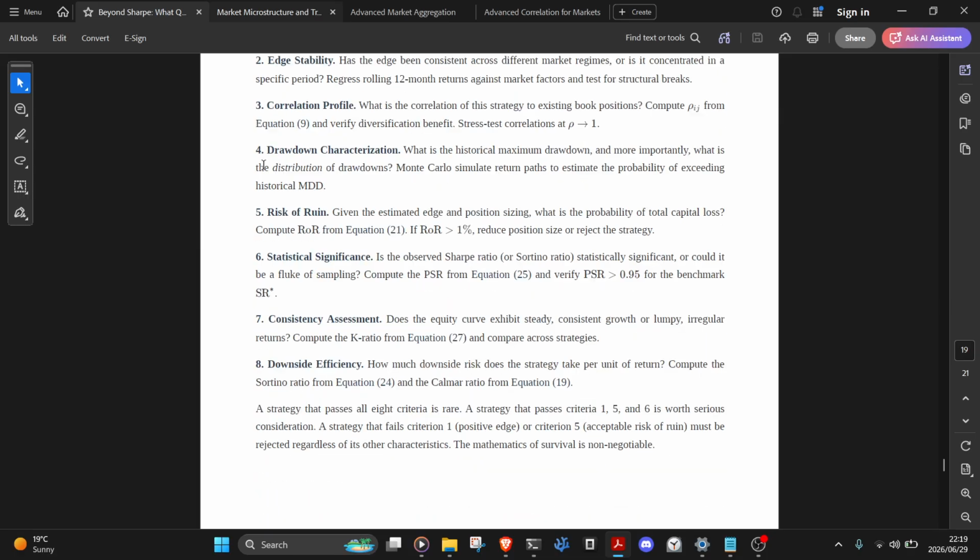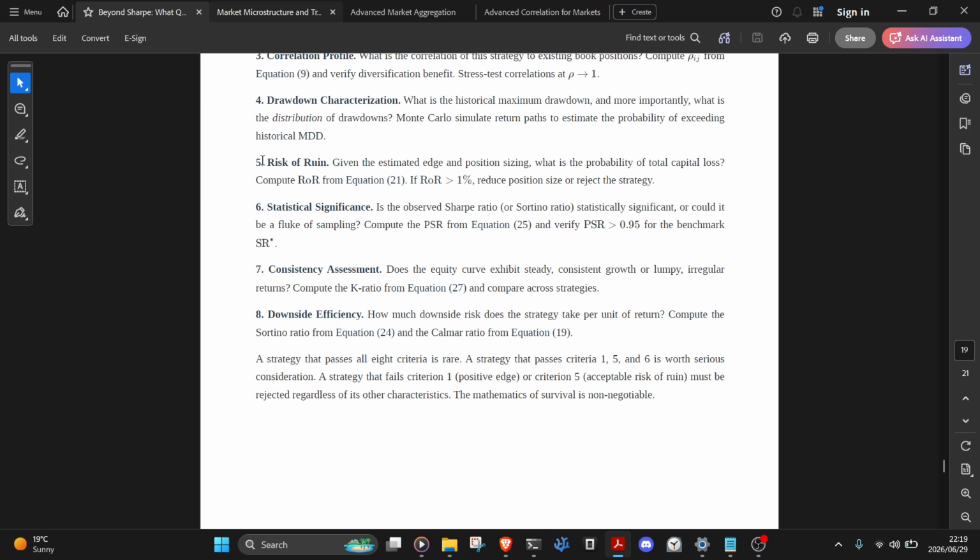Number 4, drawdown characterization. What is the historical maximum drawdown, and more importantly, what is the distribution of drawdowns? Monte Carlo simulate return paths to estimate the probability of exceeding the historical maximum drawdown. Number 5, risk of ruin. Given the estimated edge and position sizing, what is the probability of total capital loss? Compute the risk of ruin from equation 21. If the risk of ruin is greater than 1%, reduce position size or reject the strategy.